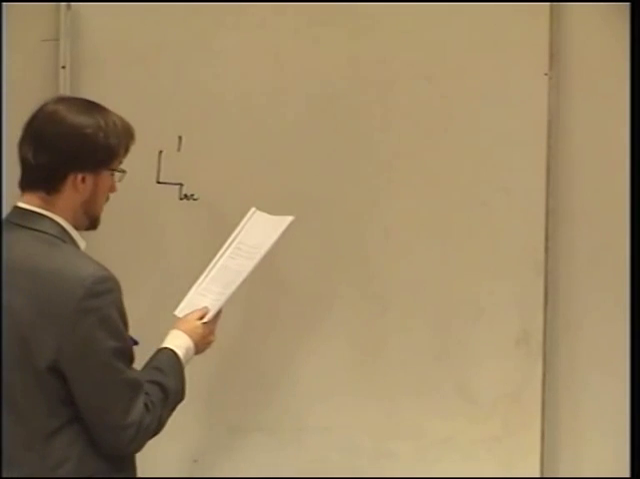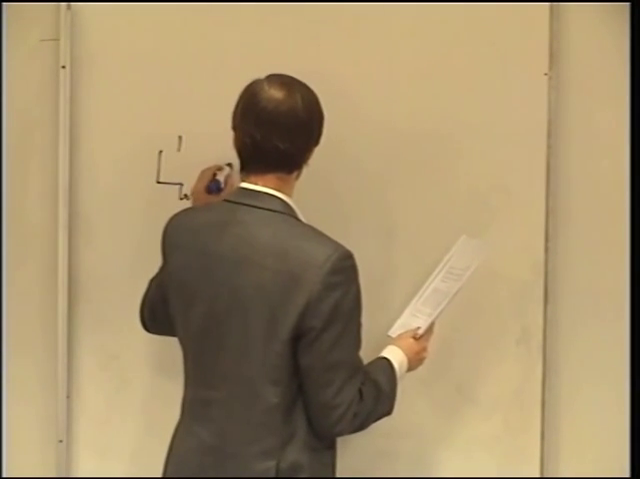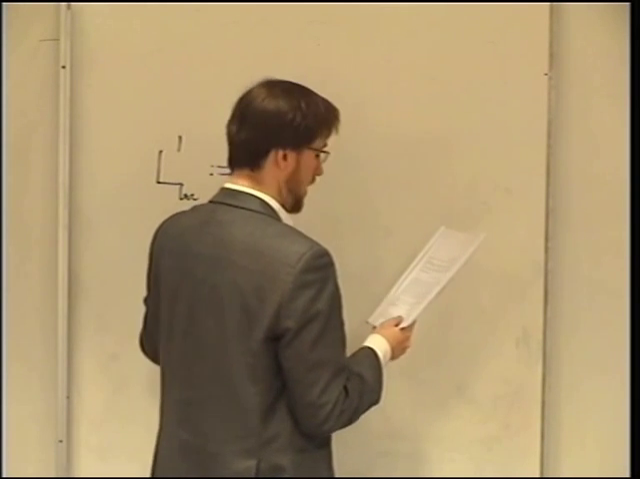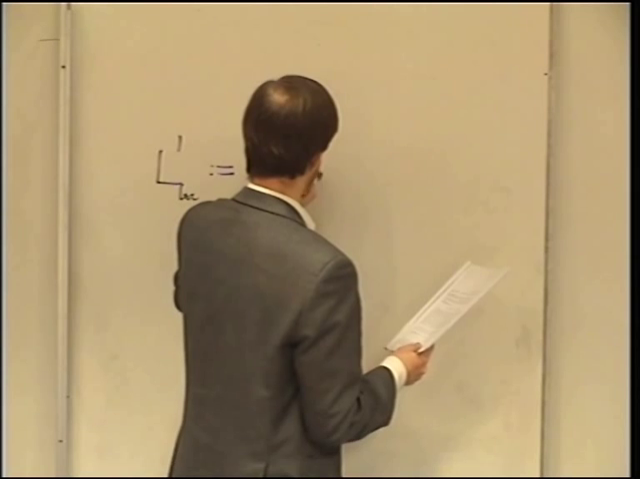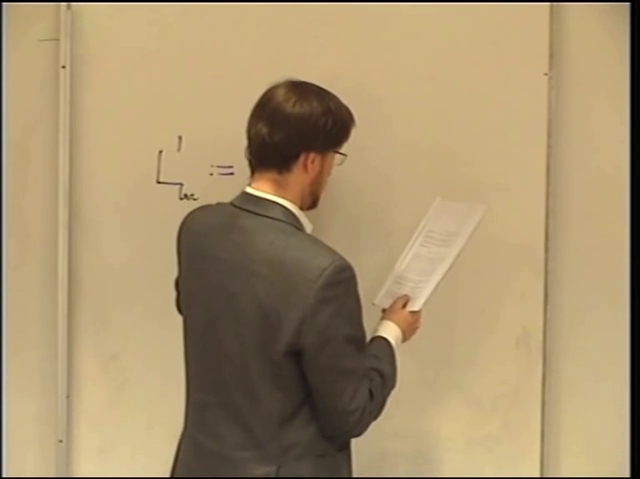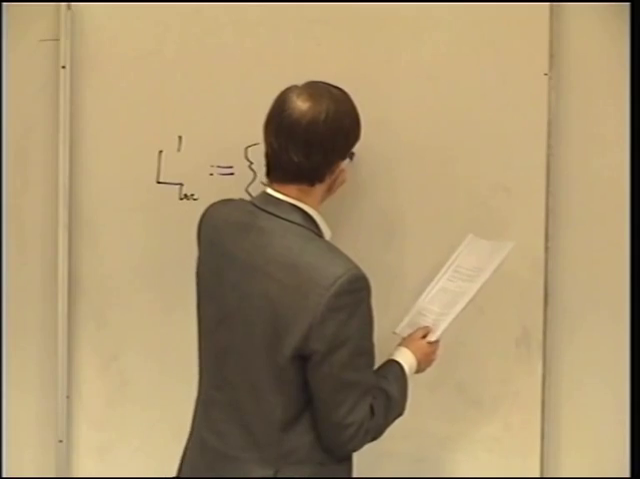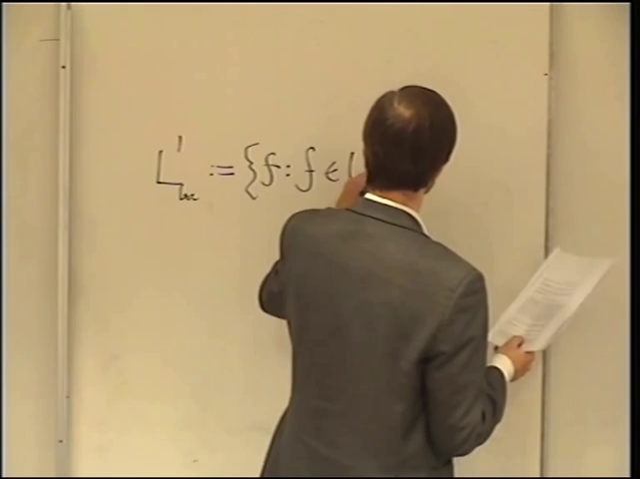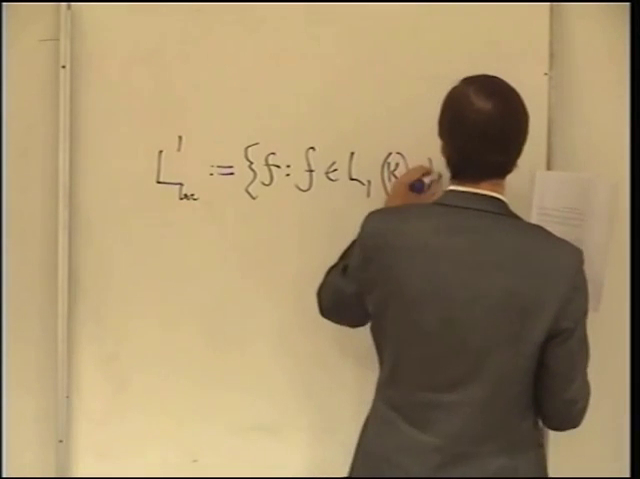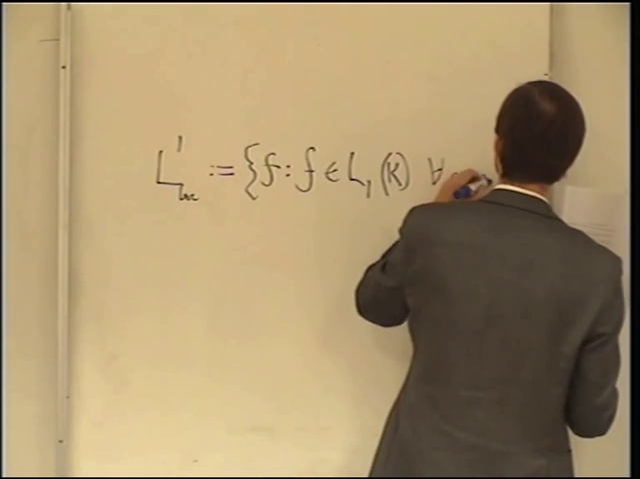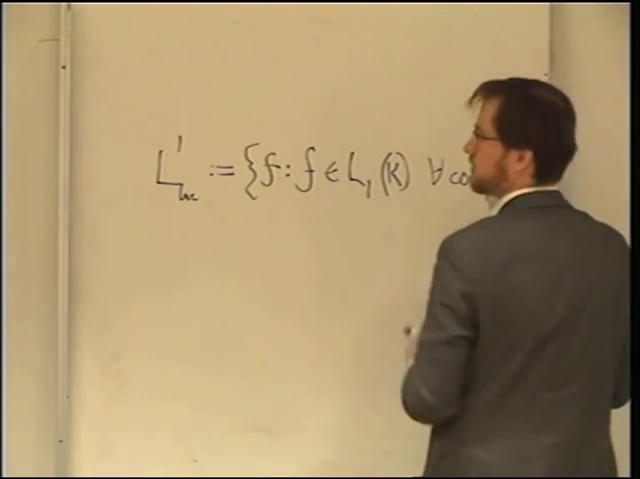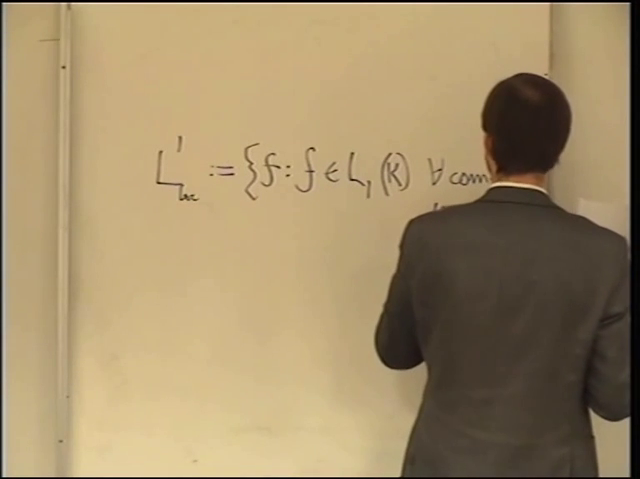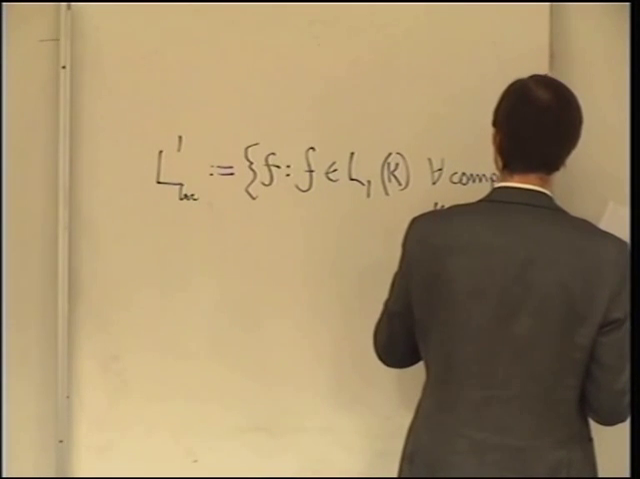So that means it's the set of functions f such that f is in L1 of K for all compact K, and remember, for current purposes, you can think of compact as just being bounded, K in the interior of omega.